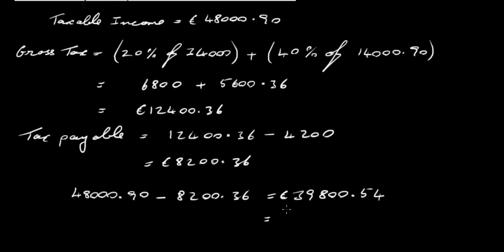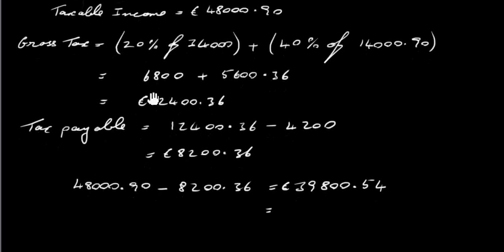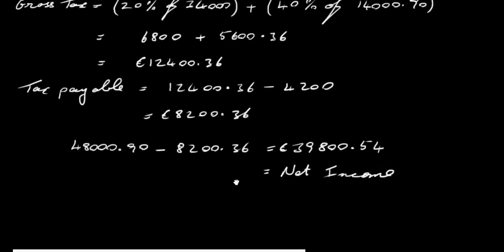And what were we actually asked in the question? Her net income. This is her net income. Okay, so that's it for this part of the question. 39,800 euros and 54 cents is her net income. Okay, so let's look at the next part.